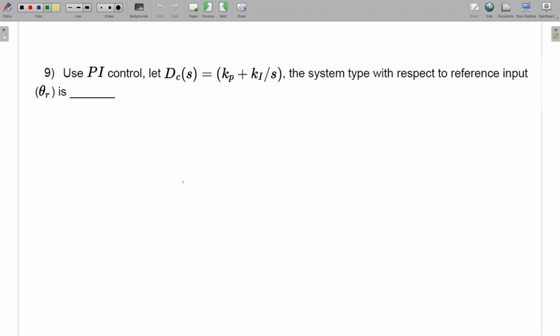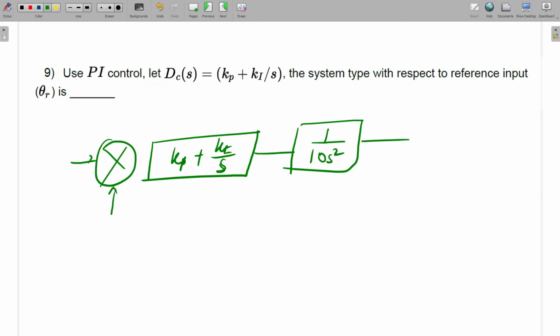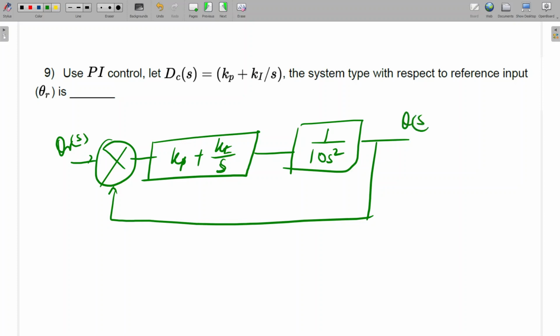And another question: how can we calculate the Kp plus Ki by S controller? Kp plus Ki by S, and here it is 1 by 10 S square. What is the type of the system? This is theta r and theta of S, correct?